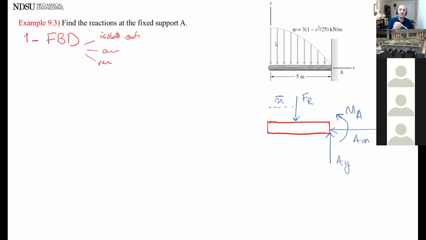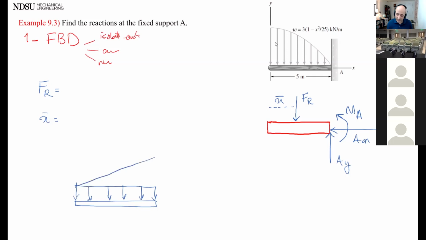I got to do a step 0, or if you want to call it step 2, I have to find FR and X bar. In the problems we did in chapter 4 and chapter 5, it was always really easy, right? It was usually a load like this. You just found it, replaced it. If they wanted to be super crazy, they would probably put a triangle on top of it too, right? But what about here? Here you can't just find an area.